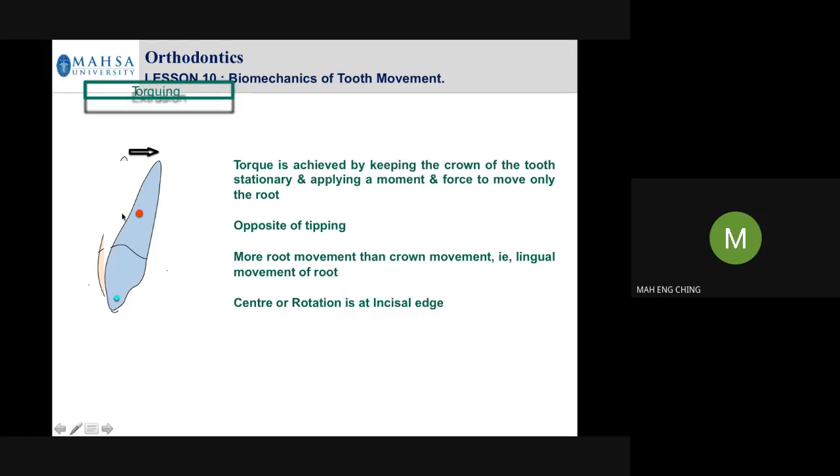But the center of resistance stays the same. The center of resistance is the same. That's why the center of resistance and the center of rotation are two different things. You have to remember, but sometimes they can coincide, depending on what kind of movement you're doing.